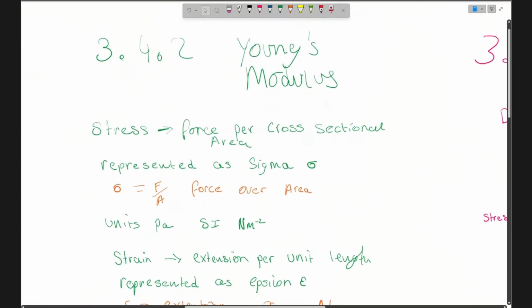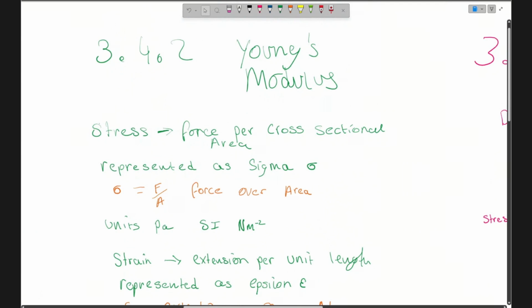Now, moving on to 3.4.2, which is Young's modulus, or Young modulus. It is named after a scientist called Young, so in some scenarios you'll see it with the apostrophe to show that it's made by him. Most of the time you won't. Just bear that in mind, it's the same thing. You don't need to be confused.